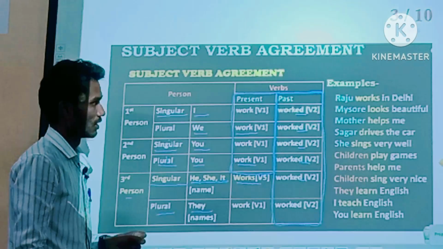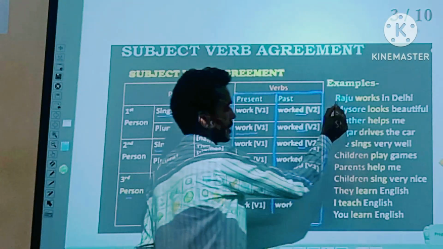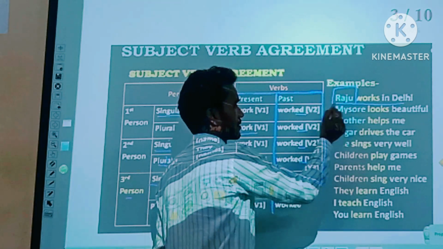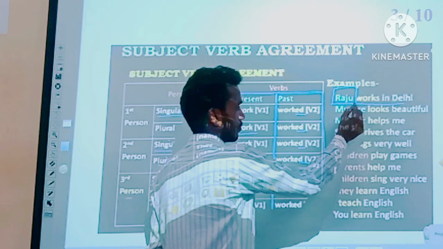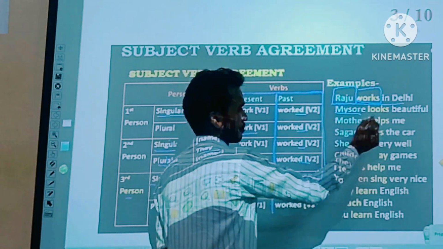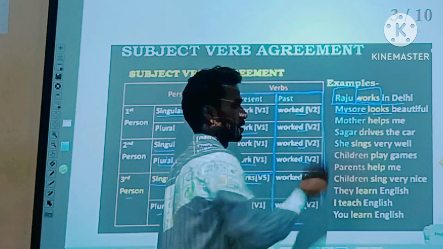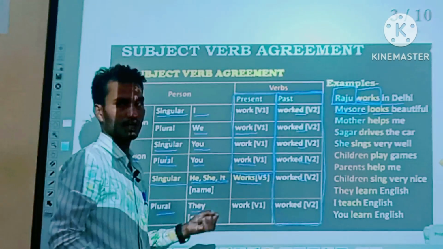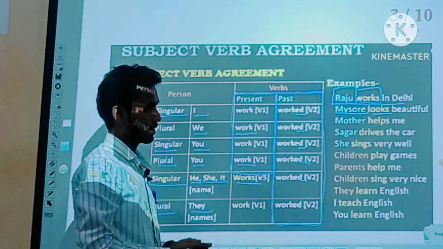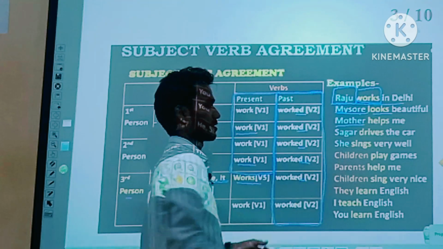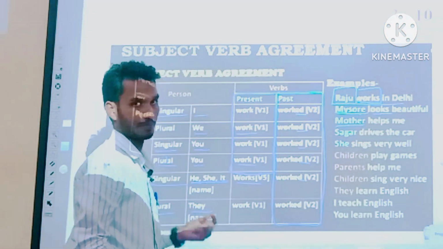So here Raju works in Mysore. Here Raju is singular, right? So the verb form should be singular. Mysore looks beautiful. Here Mysore is singular and the verb form should be singular. That's why it's looks. Mother helps me. It's not mothers. It's mother. It's a singular subject.